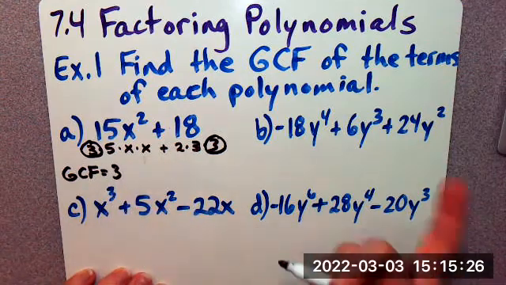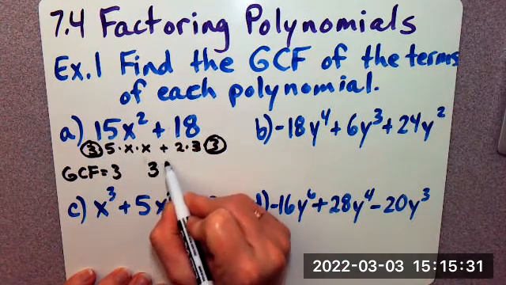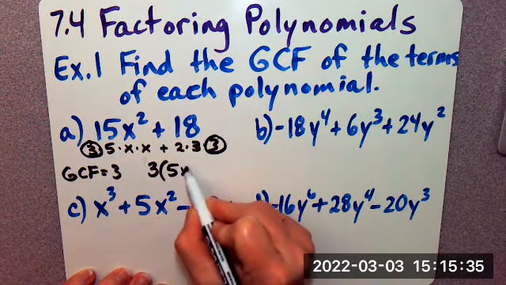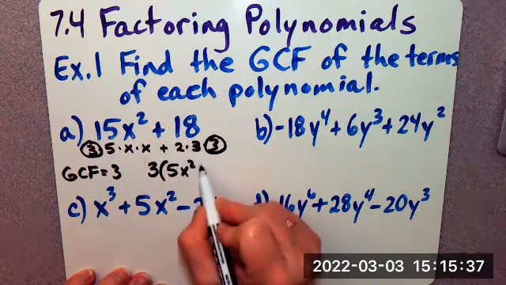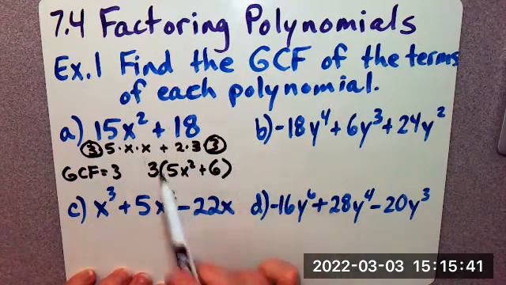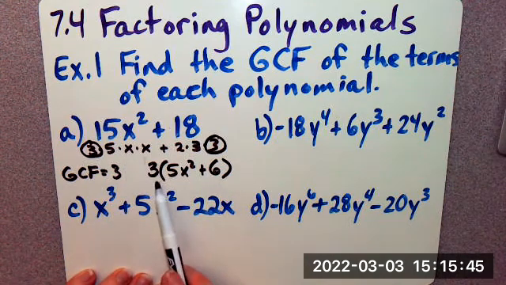So if we were going to use that, then we would take the greatest common factor out and we'd have 5x squared left over, and then plus 2 times 3 is 6. So that's how we factor out these terms, factoring out the greatest common factor.